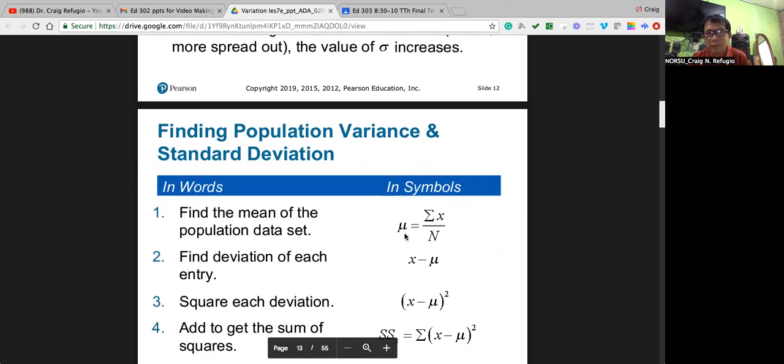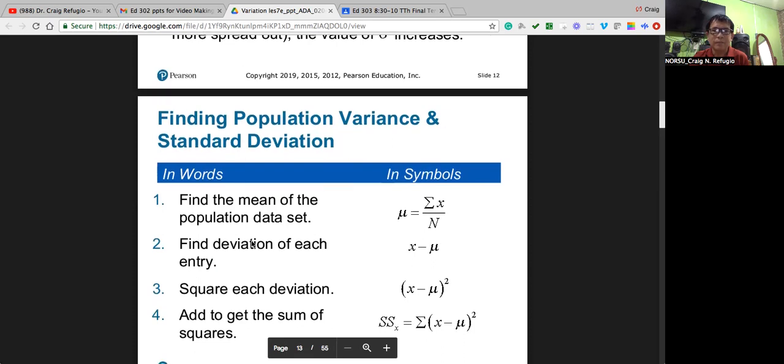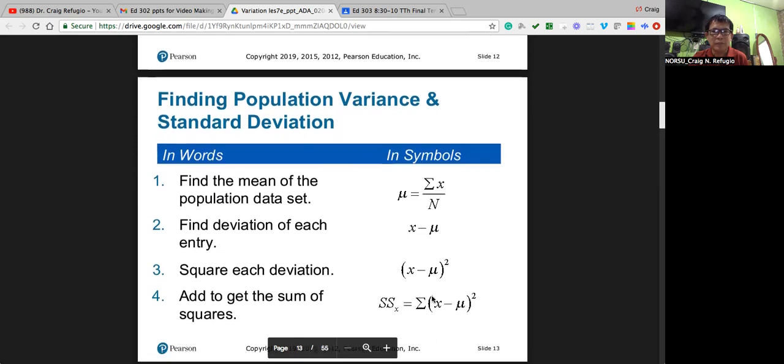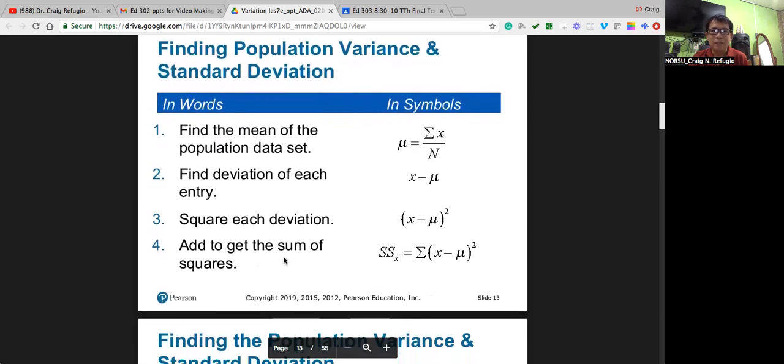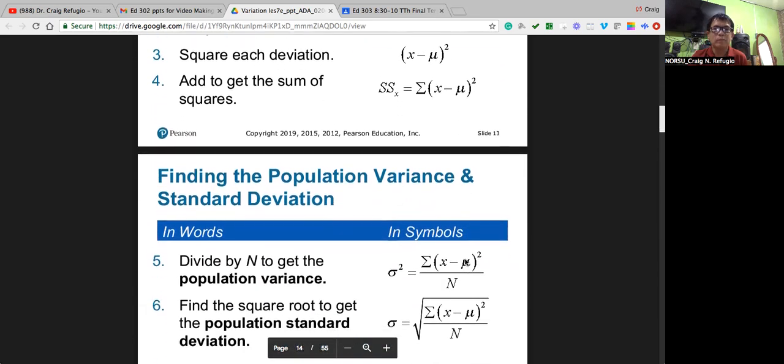So mu is equal to the summation of x divided by capital N. Then find the deviation of each entry, so we have x minus mu. Third, square each deviation, so the quantity x minus mu to the second. Then add to get the sum of the squares, that is SS sub x, equal to the summation of x minus mu raised to the second.